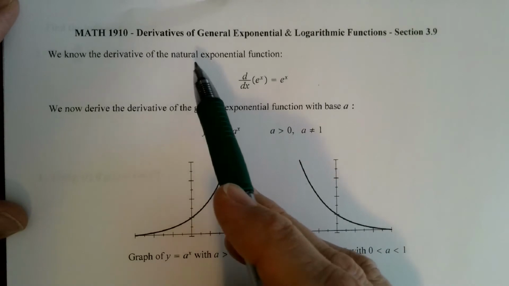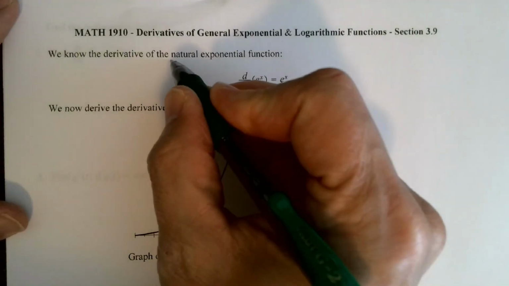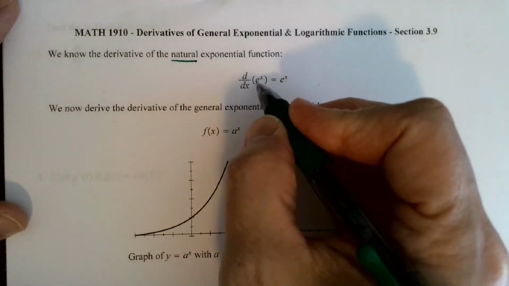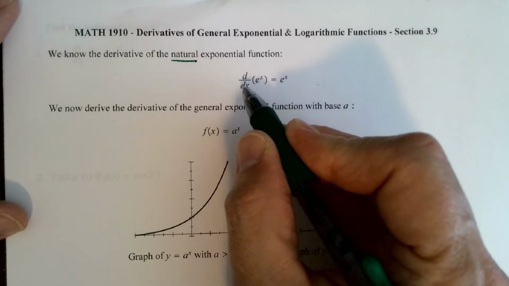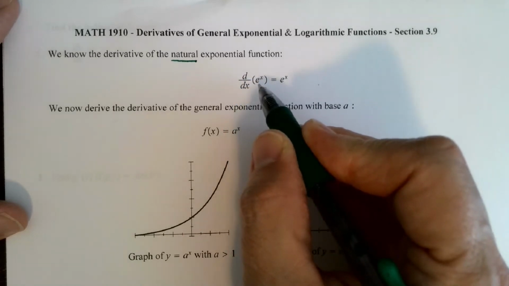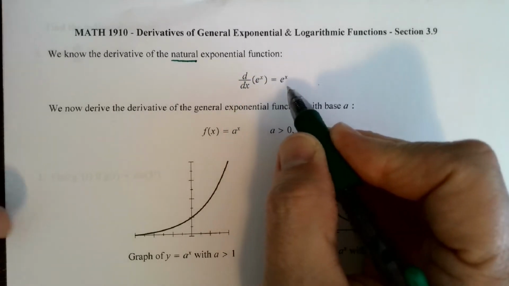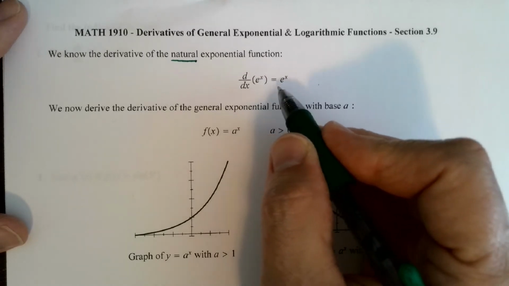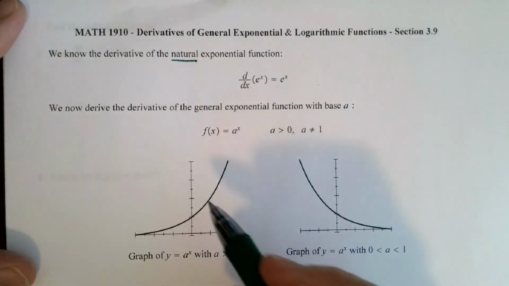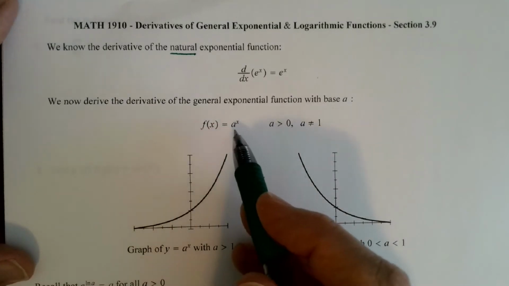When we say natural, what are we talking about? Natural exponential function means the base is e, the natural base, right? E being a number about 2.718. And we know the derivative of this function is itself, basically, right? Or at least that's what we had observed way back at the beginning of our rules for derivatives. Okay? But now we're going to derive the general exponential function.